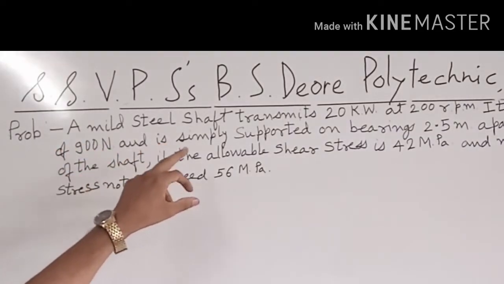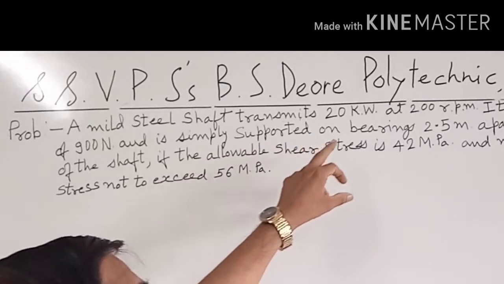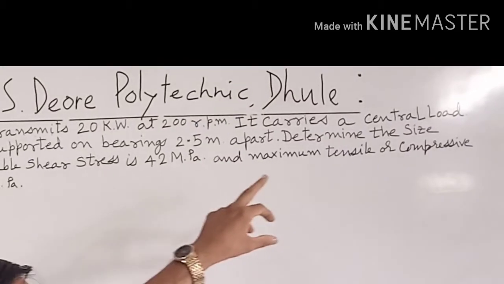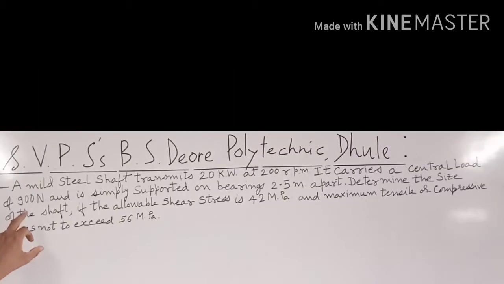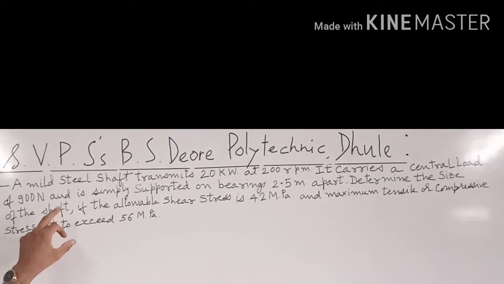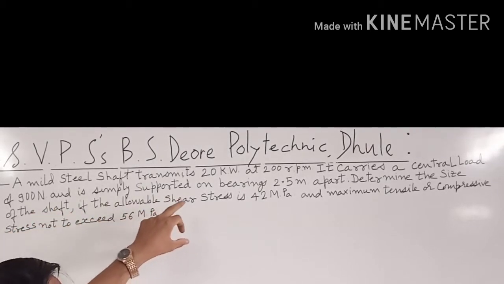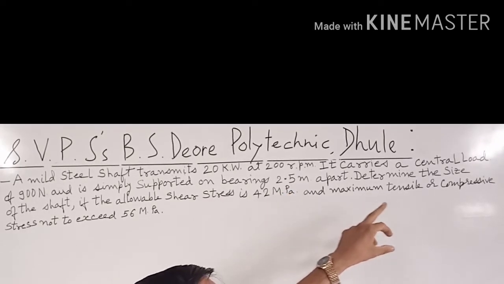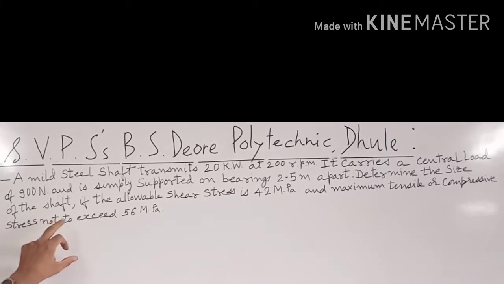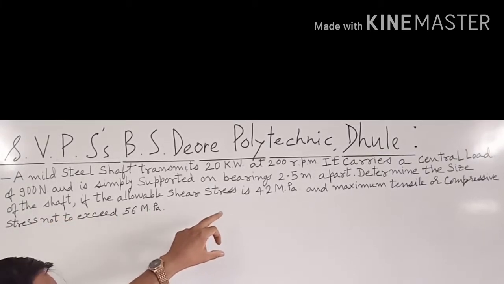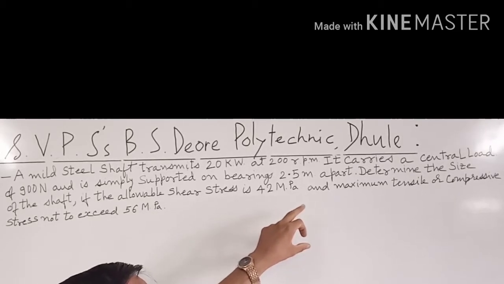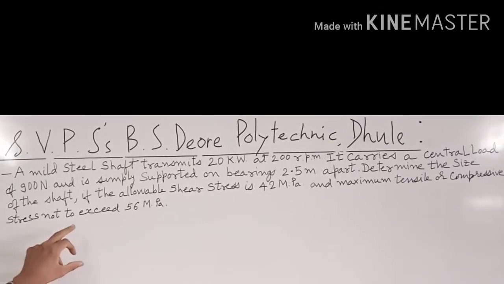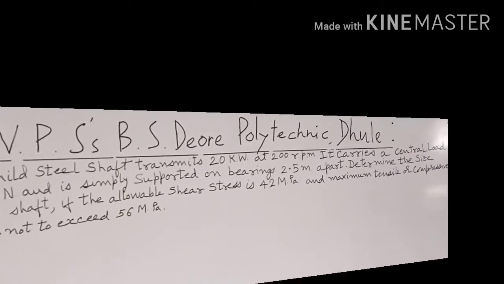A mild steel shaft transmits 20 kilowatts at 200 rpm. It carries a central load of 900 Newton and is simply supported on bearings 2.5 meter apart. Determine the size of the shaft if the allowable shear stress is 42 megapascal and the maximum tensile or compressive stress is not to exceed 56 megapascal.